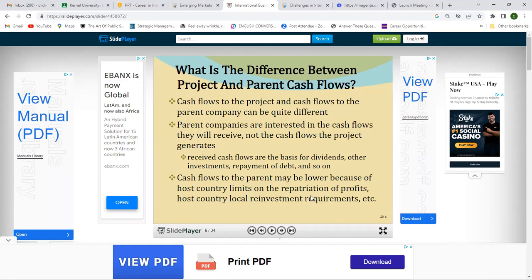What's the difference between project and parent cash flows? Cash flows to a project and cash flows to a parent company can be quite different. Parent companies are interested in the cash flows they will receive, not the cash flows the project generates. Received cash flows are the basis for dividends, other investments, repayment of debt, and so on. Cash flows to the parent may be lower because of host country limits on the repatriation of profits, local investment requirements, etc.